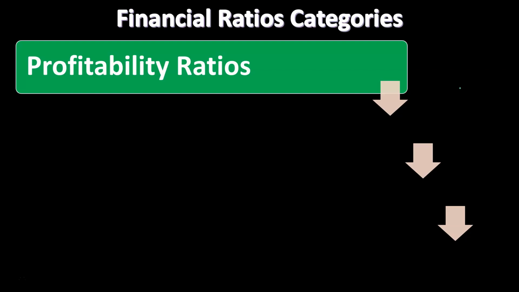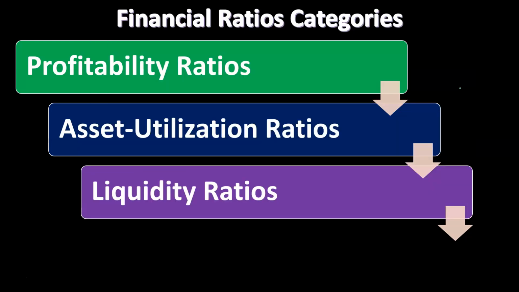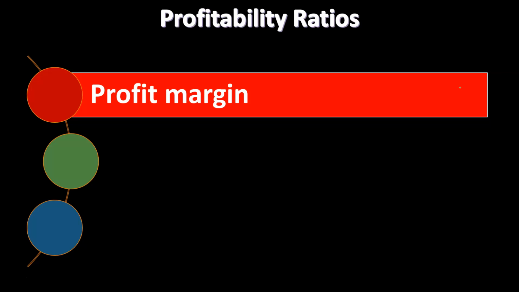Once you start doing them and get used to them, these ratios will become more familiar and more natural. They'll be something that you're comfortable talking about. So we have the profitability ratios, the asset utilization ratios, the liquidity ratios, and the debt utilization ratios. So let's take a look at the profitability ratios. We're just going to list them out first, and then we'll go into them in a little bit more detail.